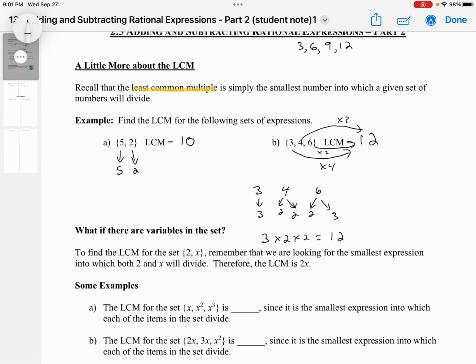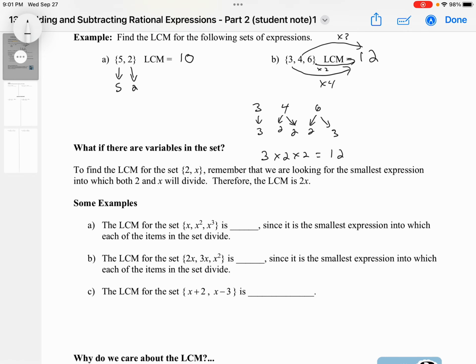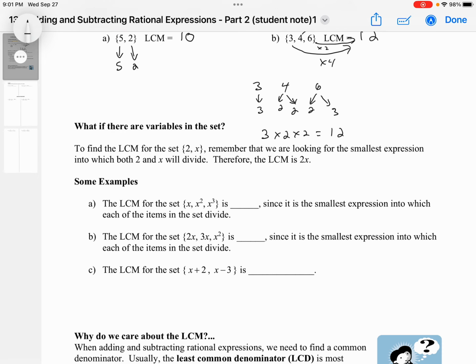Okay, so what if there are variables in the set? Seemingly changing topics here a little bit, but it's not. We need this. What if there are variables in the set? To find the lowest common multiple for the set 2 and x, remember we're looking for the smallest expression that both 2 and x divide into. So the lowest common multiple is 2x. And the reason the lowest common multiple is 2x is because 2 and x don't have any common factors in them. 2 doesn't factor, x doesn't factor, and so when I want to get the least common multiple, I just multiply those two things together.